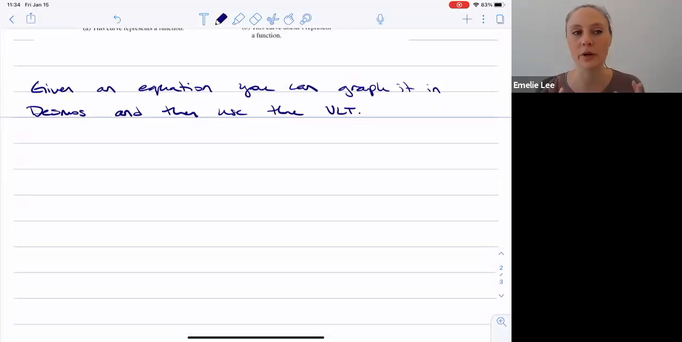All right, so even if you don't have the graph, you can make the graph in Desmos. So use your resources.